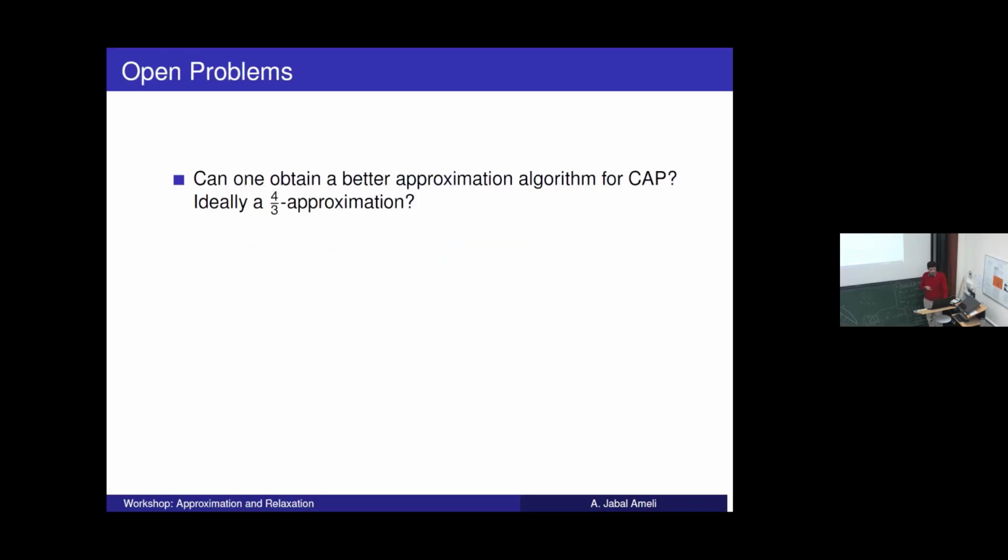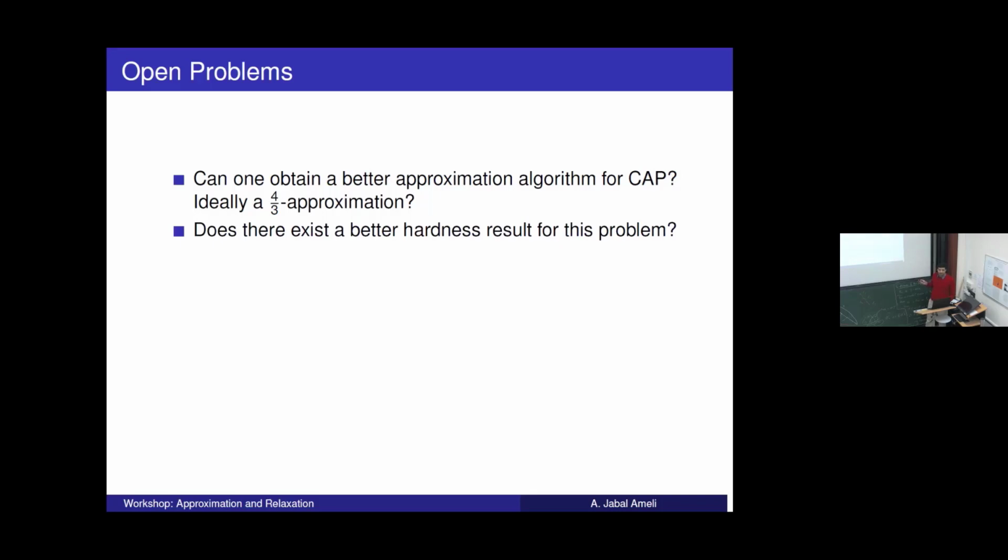And I would like to end this discussion by proposing some open problems. So the first open problem is: can one achieve a better approximation algorithm for the connectivity augmentation problem? With the recent advances, 4-thirds seems to be a reasonable target. And as Fabrizio mentioned in the previous talk, in all the problems in this area, we have the problem with the lower bound. Same holds for this problem.